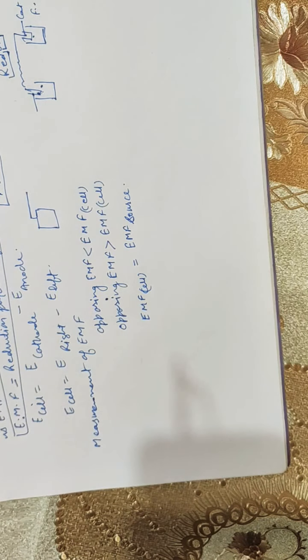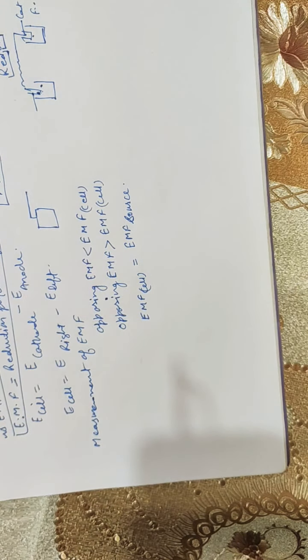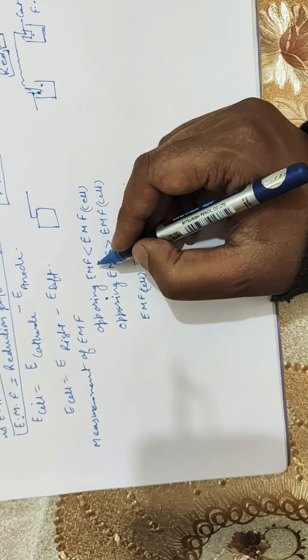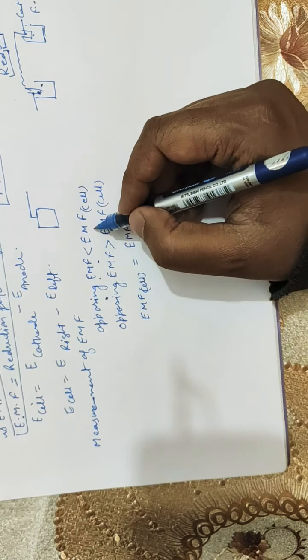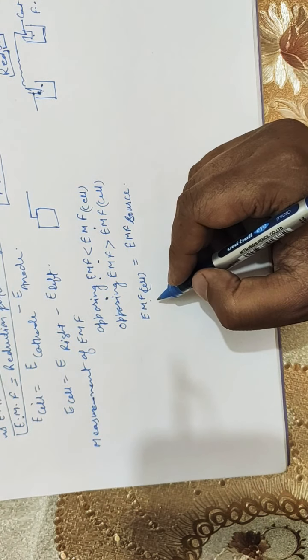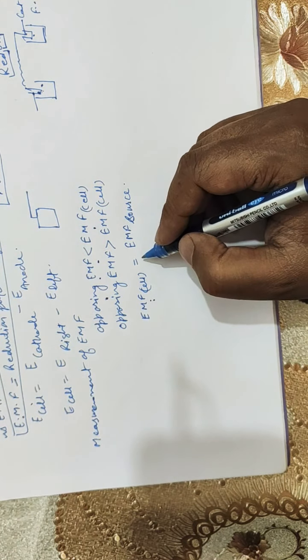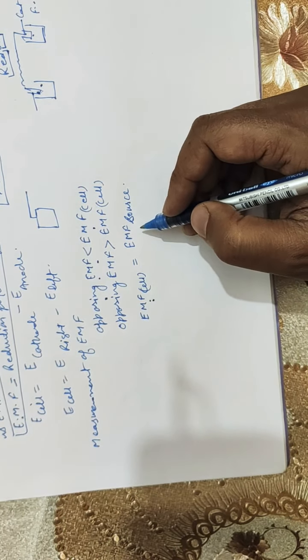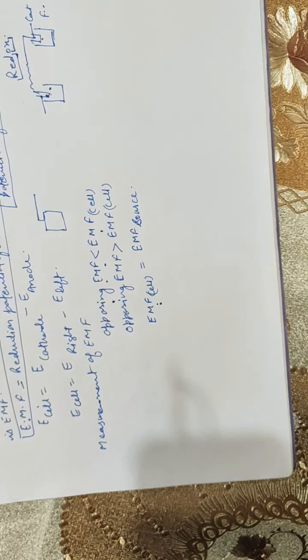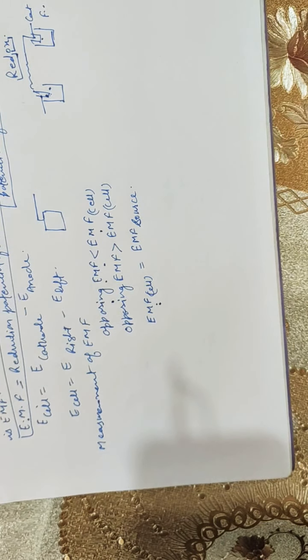So these are the reversible cells, and opposite to them are the irreversible cells. You may make a comparison between the reversible and irreversible cell. There is a small difference between the EMF of the cell and the opposing EMF, or the EMF of the cell is exactly equal to the EMF of the source. So these are the basics of reversible and irreversible cells.